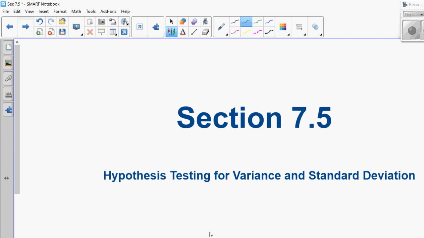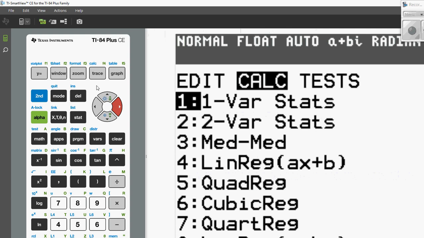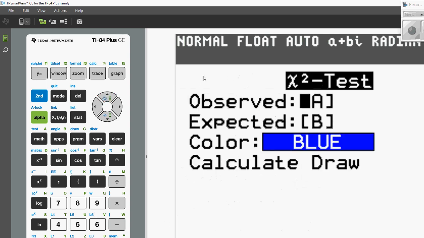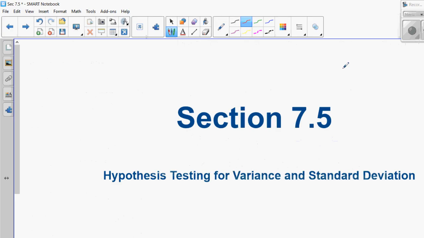Now let me say there is something on your calculator: if you go to test and go down to the bottom, there is a chi-squared test. This is something completely different. I will just show you. If you click on it, it asks for observed and expected and deals with matrices. We will look at that later this year, but that is not going to help us with what we are doing here today.